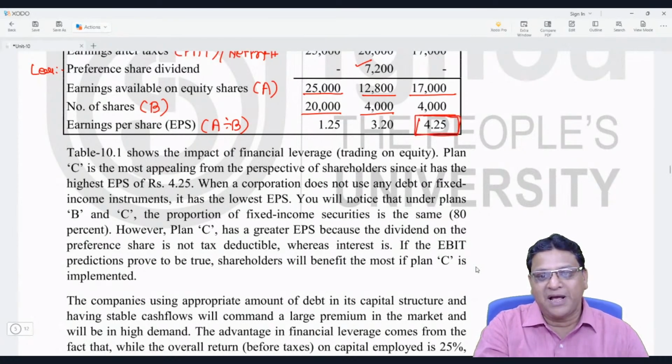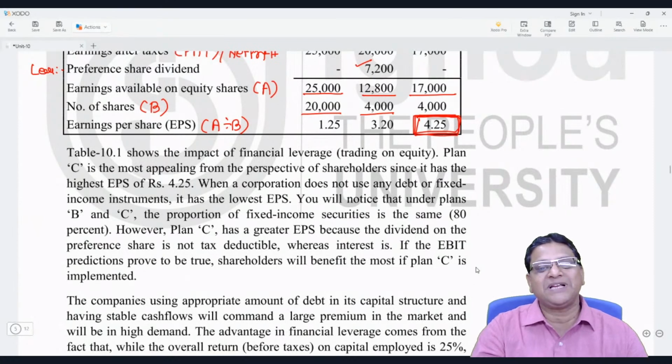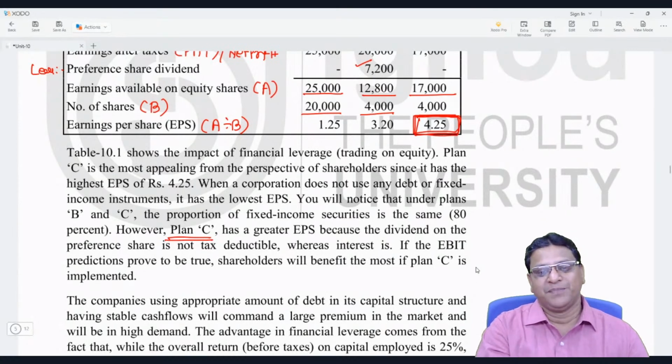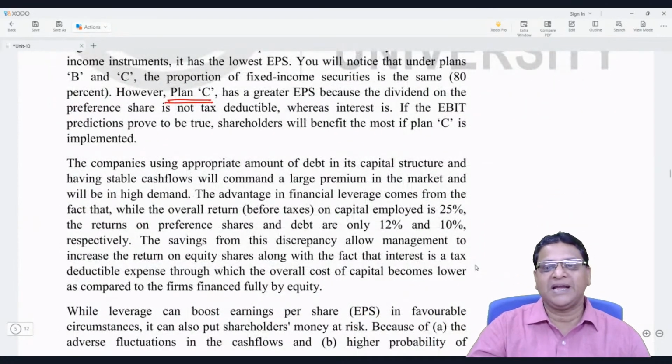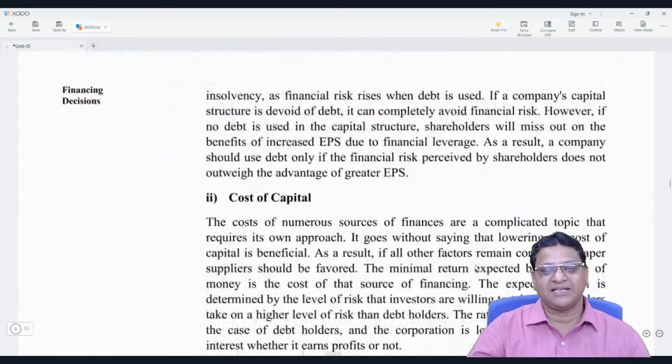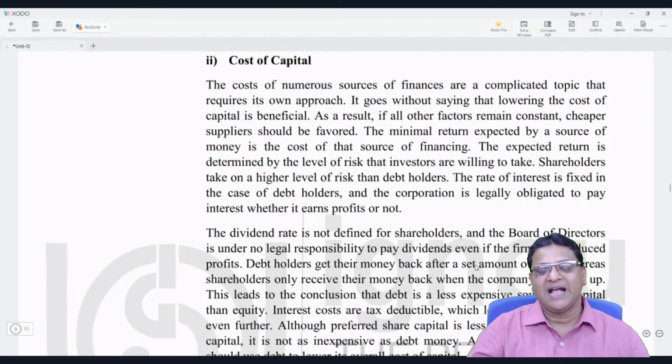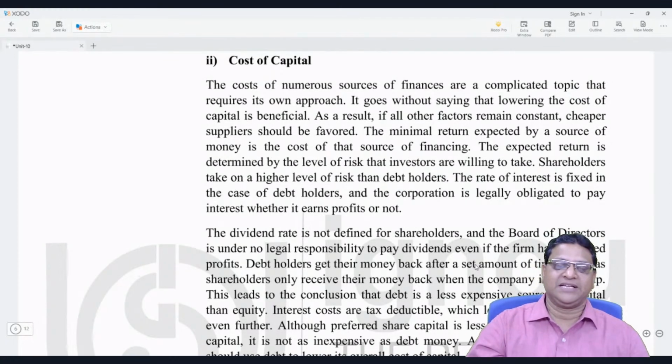Just look at in which plan EPS is maximum. EPS is maximum in plan C. So plan C is the optimum capital structure. This is the best capital structure. Hence, the company should opt for plan C, because in plan C, the EPS is maximum. This is known as EBIT EPS analysis. So EBIT EPS analysis is the first factor which must be considered while designing an appropriate capital structure or optimum capital structure in an organization.